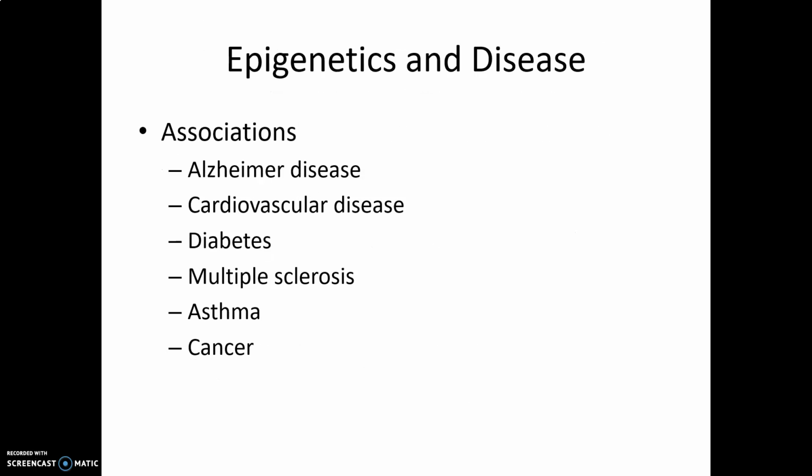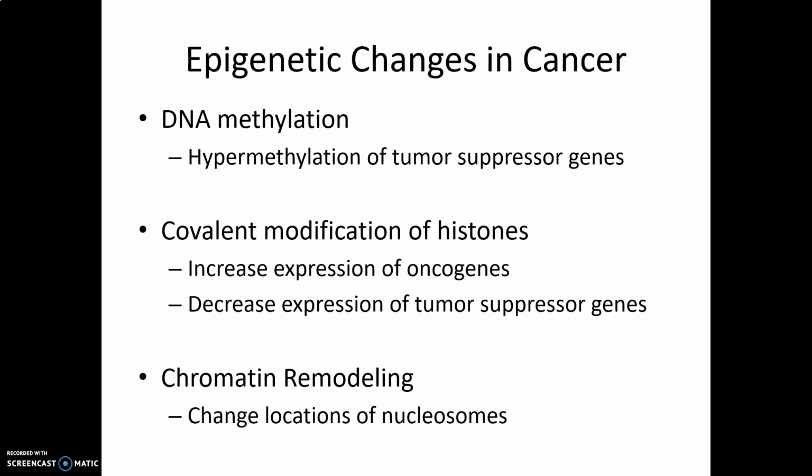Okay? So researchers have made associations with epigenetics and a variety of these diseases, from Alzheimer's in the brain to cardiovascular diseases to diabetes, multiple sclerosis, asthma, and cancer. And we're going to focus mostly on cancer. So there are a certain number of changes that can occur and that can be related to cancer. One, DNA methylation. So we know that usually when you methylate a gene, you turn it off. So if you hypermethylate tumor suppressor genes, you're going to cause them to be inactive.